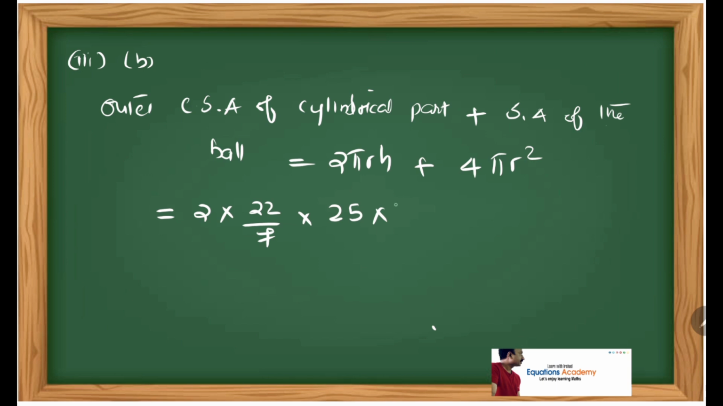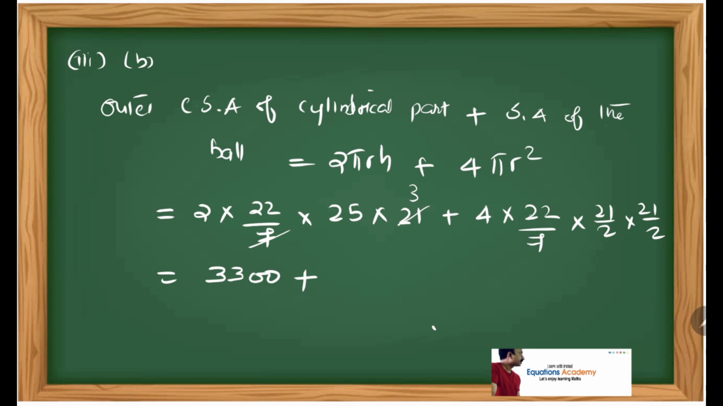So into h, 21, plus 4 pi r square, 4 into 22 by 7 into radius of the ball. Diameter of the ball is 21, so radius is 21 by 2, so r square is 21 by 2 into 21 by 2. Cancelling 7 and 21, it is 3 times, and 2 into 22 is 44. 44 into 25 into 3 is 75. So 44 into 75 is 3300.